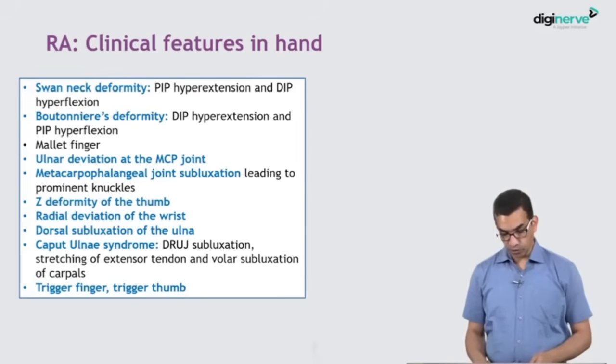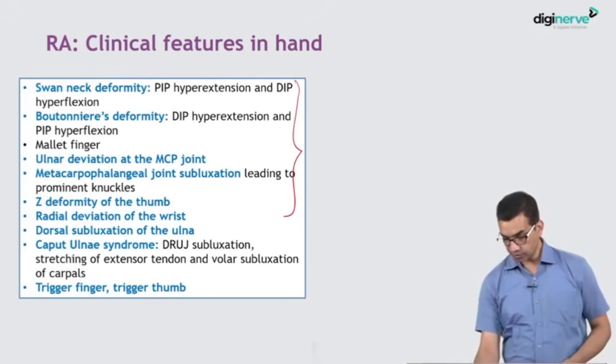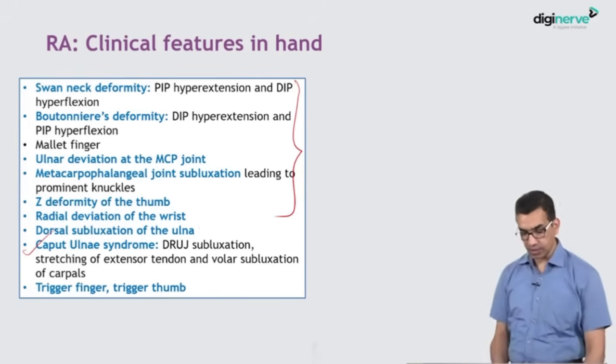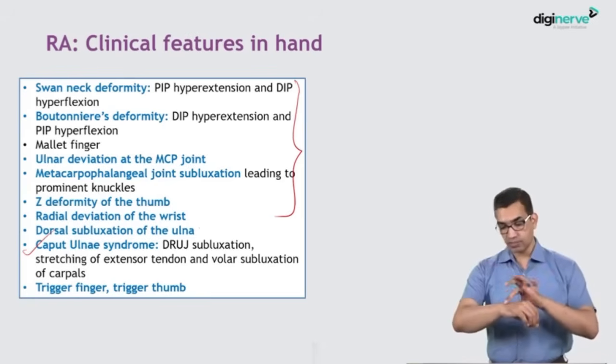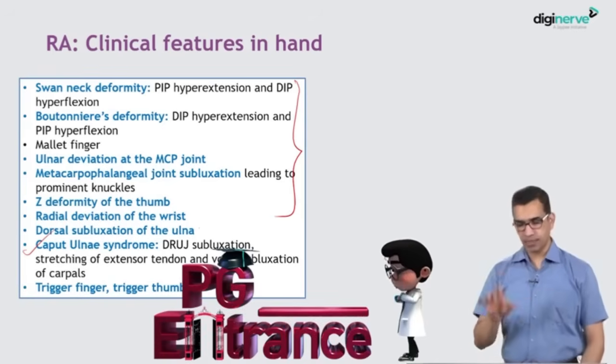And caput ulnae syndrome and trigger finger and trigger thumb. At least you should remember this much. Caput ulnae syndrome is basically the DRUJ subluxation, stretching of extensor tendons, and volar subluxation of the carpal, volar subluxation means the carpal goes down. That is caput ulnae syndrome, usually asked as just an MCQ.